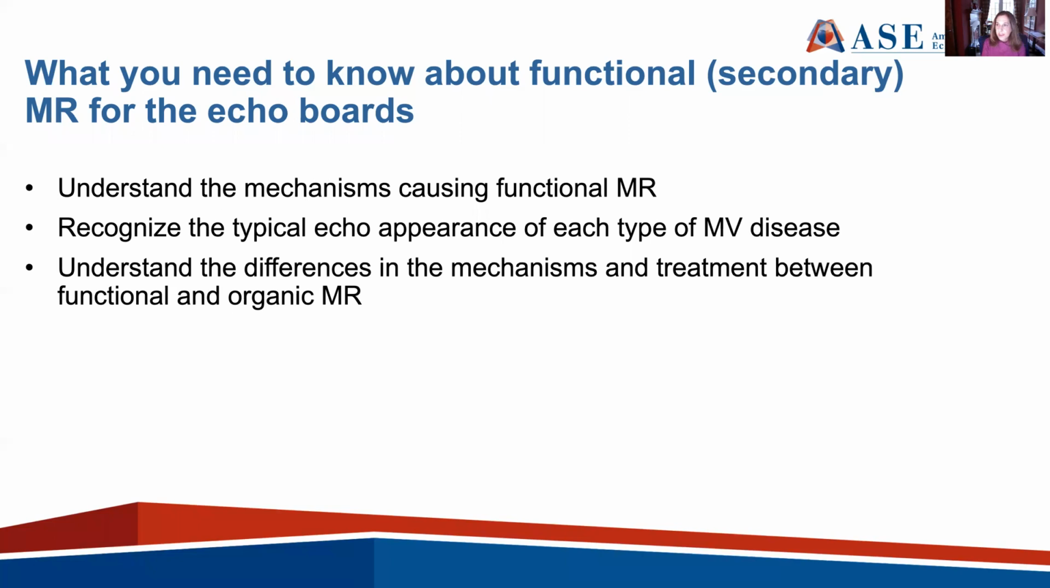So, what are the things from this lecture you need to know about functional or secondary mitral regurgitation for the boards? First, understand the mechanisms that cause functional or secondary mitral regurgitation. Be able to recognize the typical echo appearance of each type of mitral valve disease and how they are different. Understand the differences in the mechanisms and the differences in treatments between functional and organic mitral regurgitation. And this will help you not only pass your exam, but will also help you better take care of your patients that have mitral regurgitation. So thank you for your attention and good luck on the exam.